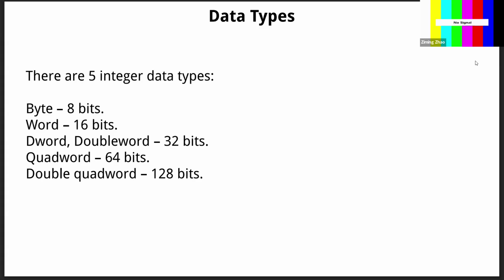Data types. 1 byte is 8 bits. 16 bits, we call it a word. Double word is 32 bits. Quad word is 64 bits. Double quad word is 128 bits.